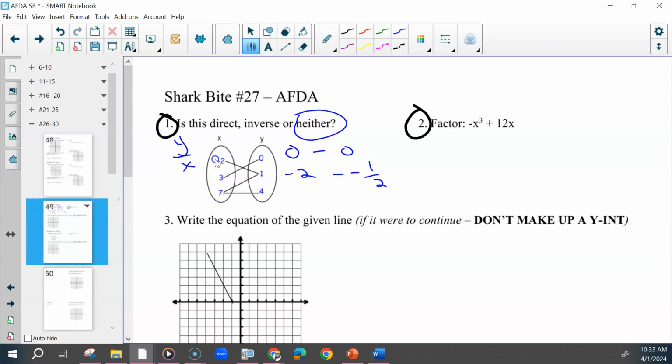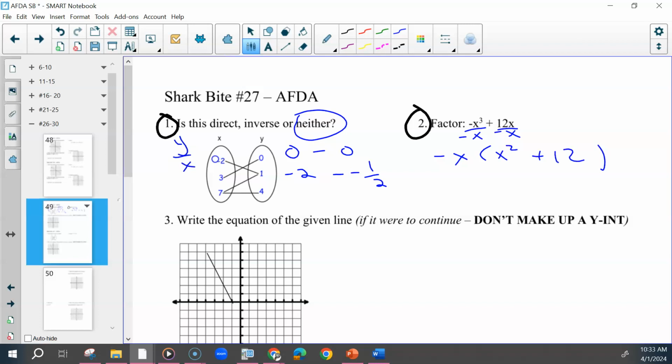Okay. Number 2, if we were to factor this, let's first start with GCF. Do they have anything in common? X. They both have an x, so I could factor out a negative x because this first one is negative. Let me rewrite that. If I'm dividing x from both of these, what would be left? Negative x squared plus 12.